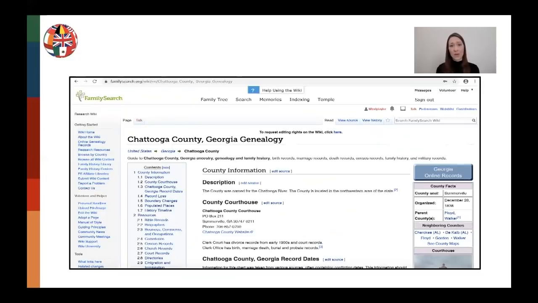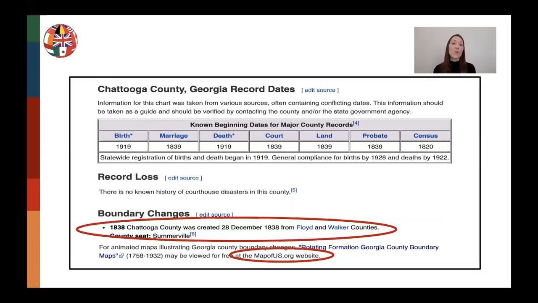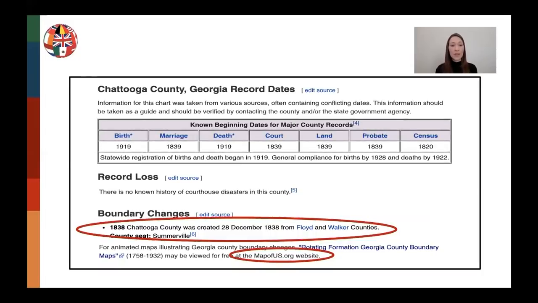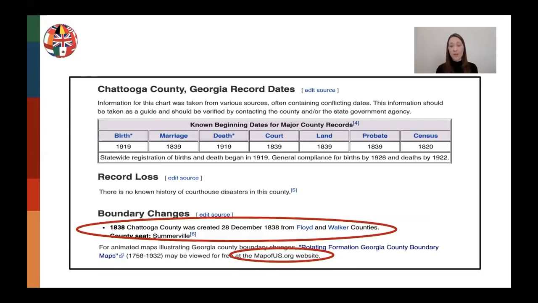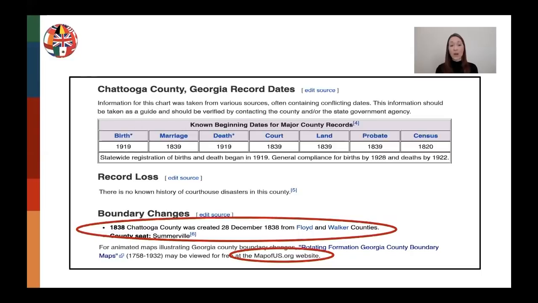So I'm going to do a little locality research on Chattooga, Georgia. So I go to the FamilySearch wiki and I go to the Chattooga County, Georgia genealogy page. There's all this information here for me. I'm going to scroll down and there is this cool chart that tells me when birth, marriage, and death records started being recorded by the county or the state government agencies. It also tells me boundary changes and record loss. So there's no record loss, but boundary changes.